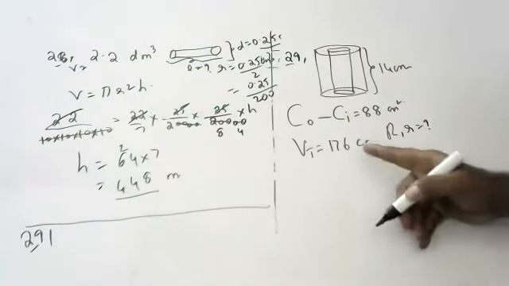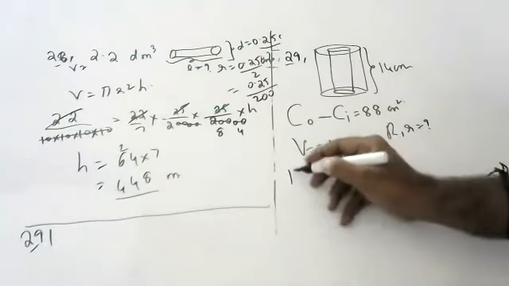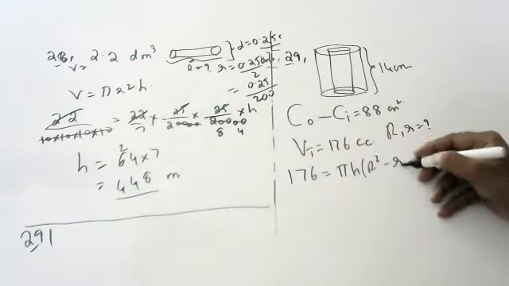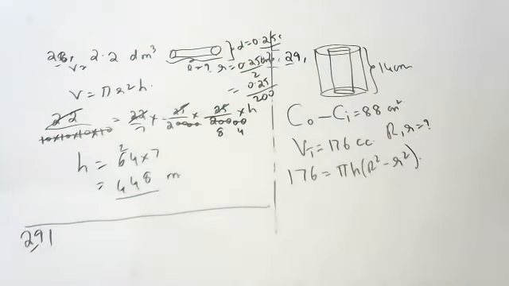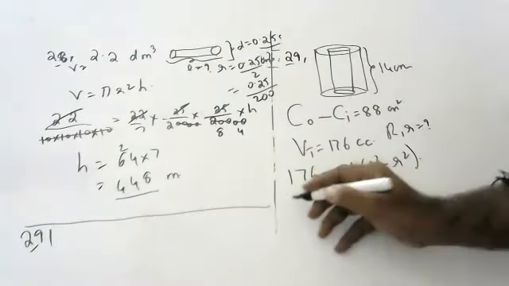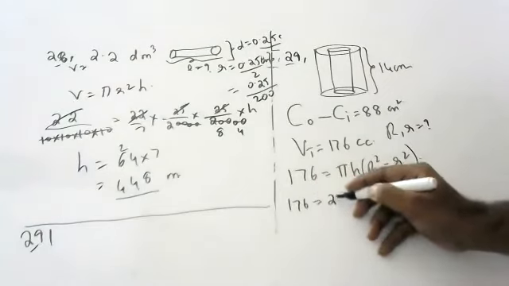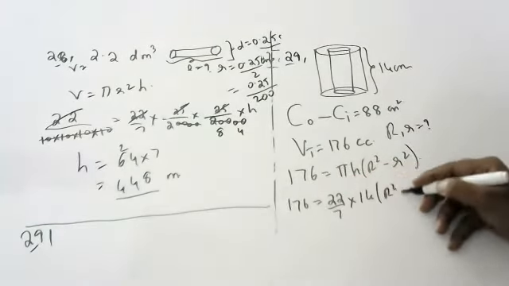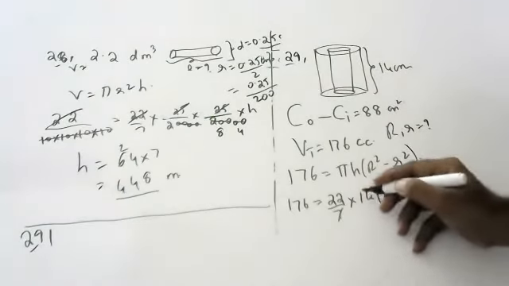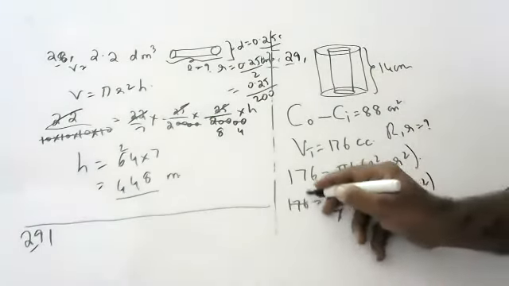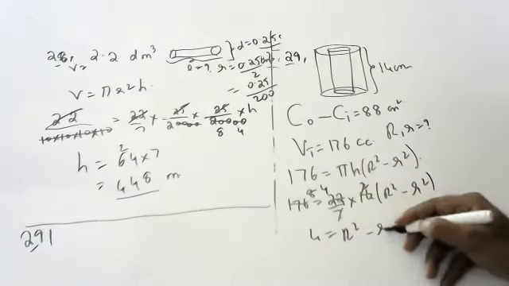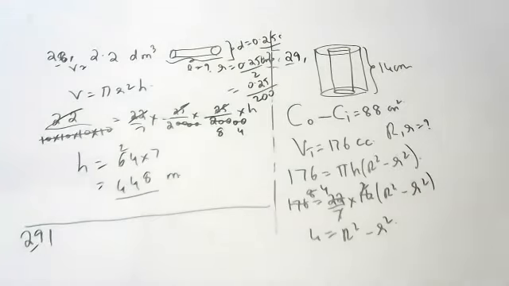Volume of the tube is this much. Volume of the hollow tube is how much? Pi h into big R square minus small r square. So 176 is equal to 22 by 7 into 14 into big R square minus small r square. 7 cancels, 44 into 2, so 44 is equal to big R square minus small r square.